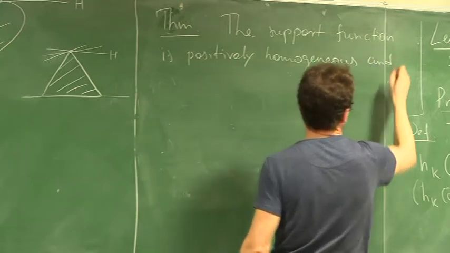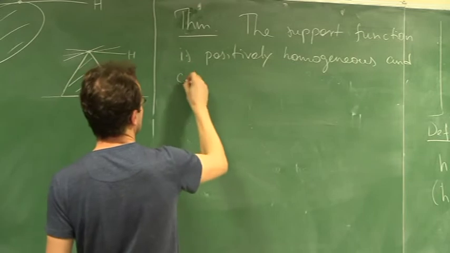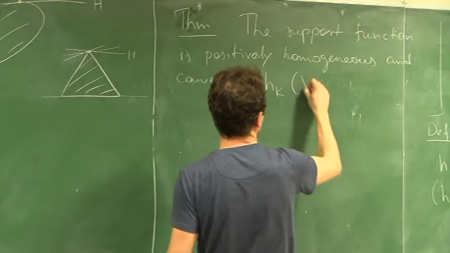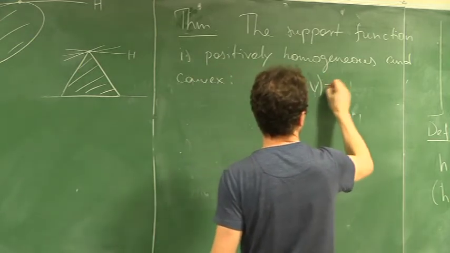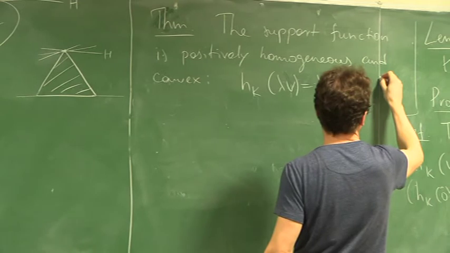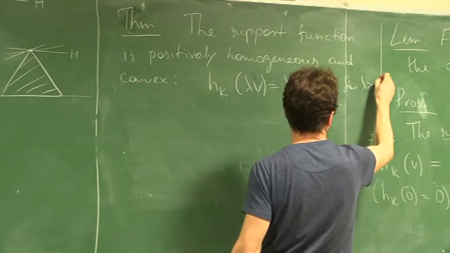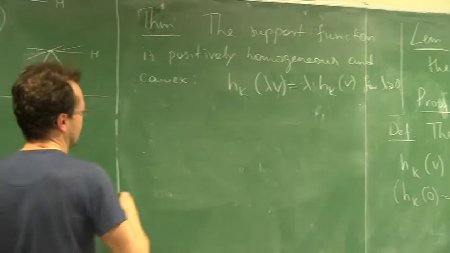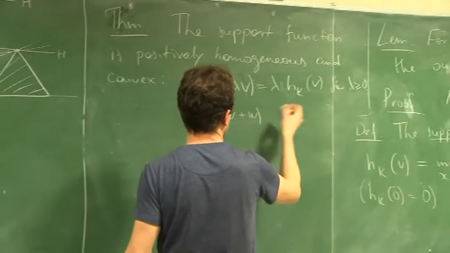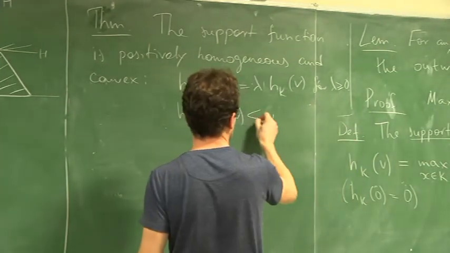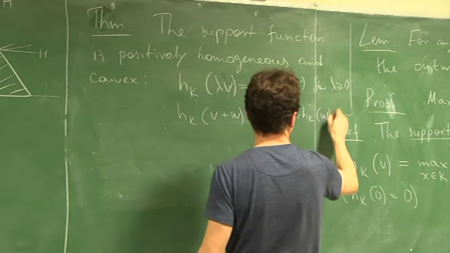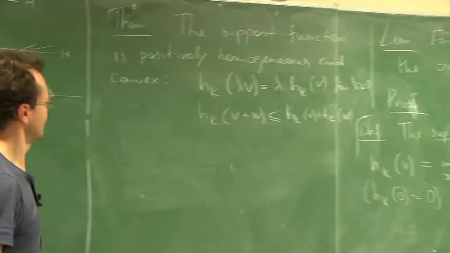And it is convex. So h sub k of lambda v is equal to lambda times h sub k of v for lambda bigger or equal to 0. That's positively homogeneous, and h sub k of v plus w is less or equal to h sub k of v plus h sub k of w. So these are very good properties, right?